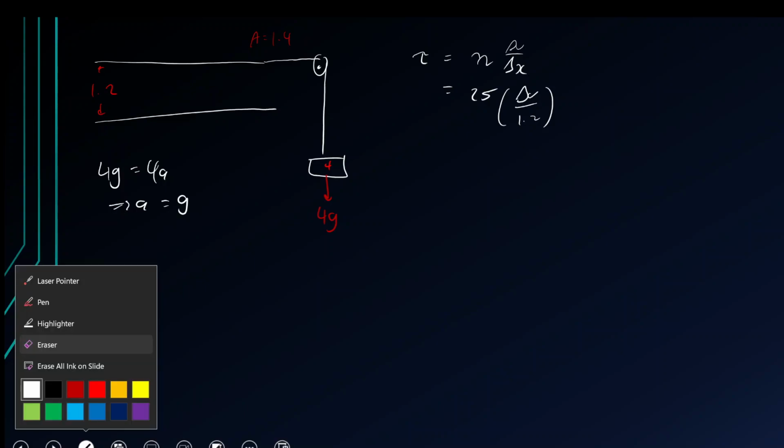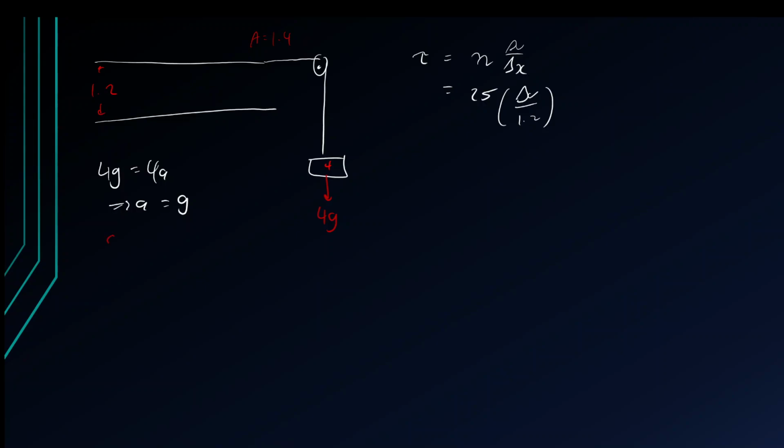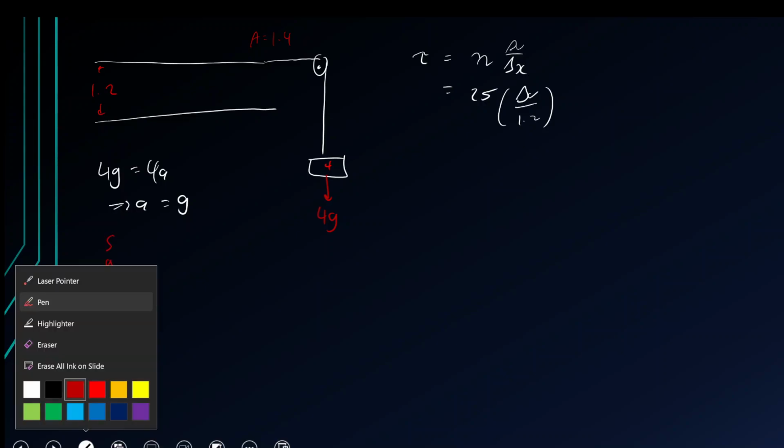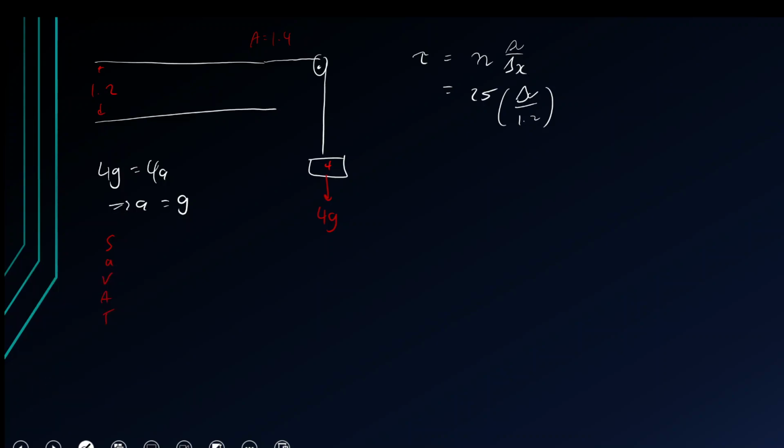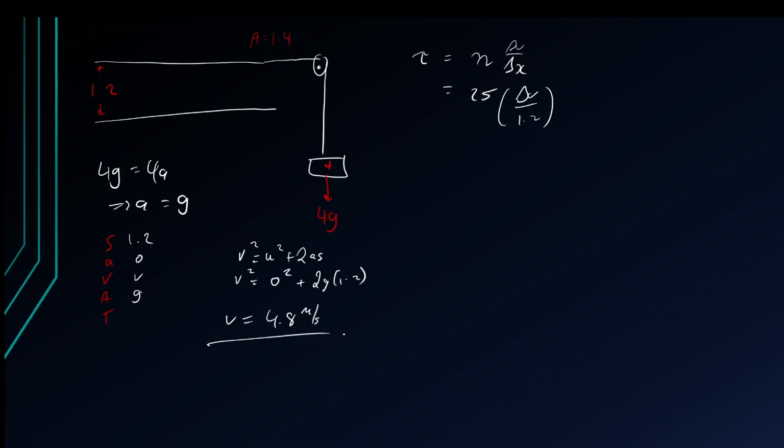Next, we'll form a SUVAT table. So what we're looking for is the final velocity. We'll say that it starts from rest, 1.2 meters, and acceleration g. So we're going to use v squared is u squared plus 2as. So filling all that in, 0 squared plus 2g times 1.2. Taking the square root, we get 4.8 meters per second, which is actually handy enough.